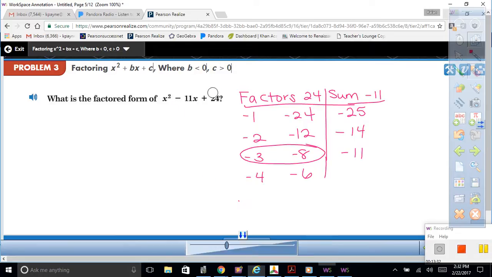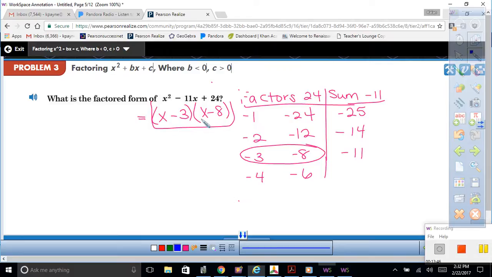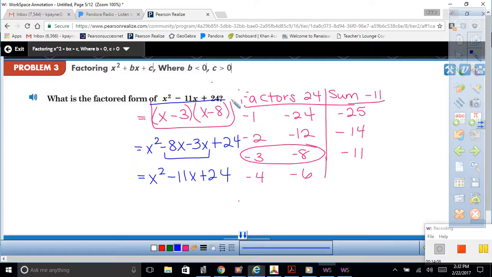So now when I write my binomials, instead of x plus 3, it's going to be x minus 3 times x minus 8. That's your answer. And again, you can FOIL to check it. So x times x, x squared, x times negative 8, negative 8x. Negative 3 times x, negative 3x, and negative 3 times negative 8, positive 24. Combine those like terms in the middle, x squared minus 11x plus 24. So it does, in fact, give us the correct product.